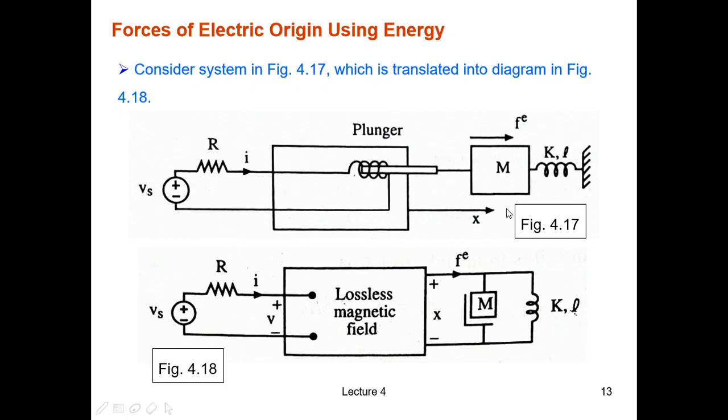Okay guys, welcome to part 3 of lecture 4. Here we will try to use the energy method to calculate the force or the torque of electric origin. When we say force of electric origin, we mean that we only care about the force component created by electrical energy. So here is a system, okay?